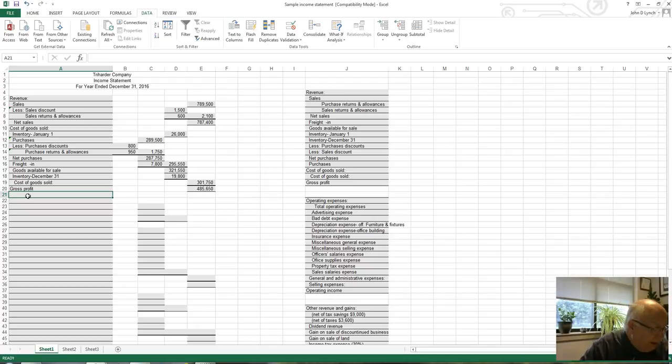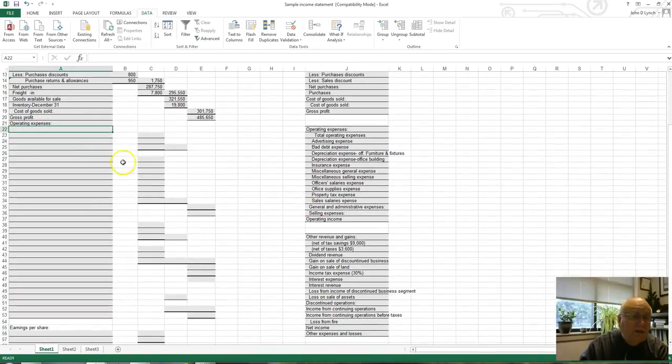After gross profit, we then start with the operating expenses. Okay, that's our next section. Now, there are two types of operating expenses. There are selling expenses, which is what we do first, and of course then there's general administrative expenses. Selling expenses are those expenses that relate to the selling of the product. So the first one we have here, of course the most obvious one, is advertising.